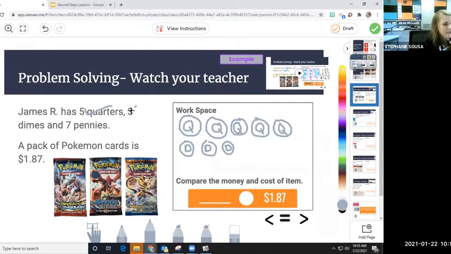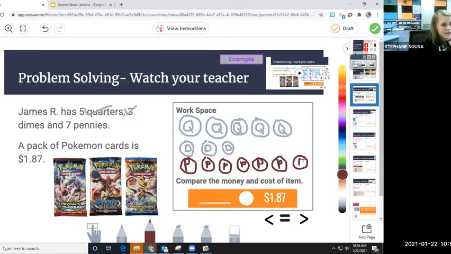Now we need 7 pennies. I'm going to go ahead and change colors to that kind of copperish color. Let's see, we'll go more brown. That's close enough. All right, 7 pennies. 1, 2, 3, 4, 5, 6, 7. And I'm going to put a P on each penny so that I know it is a penny. See how that works? Labeling. All right. So you should have a picture of 5 quarters, 3 dimes, and 7 pennies.